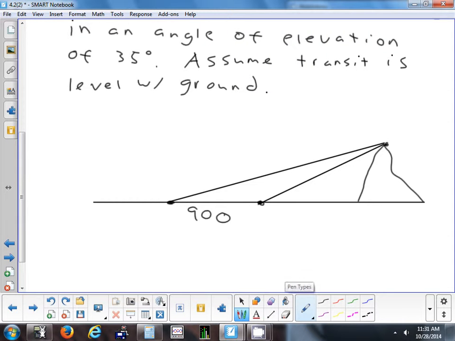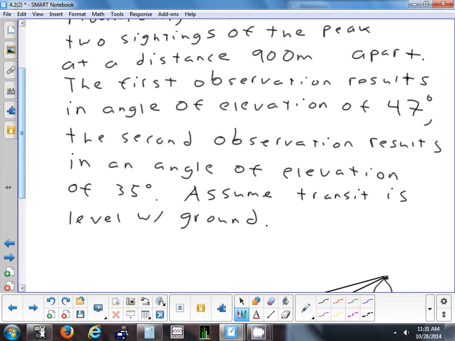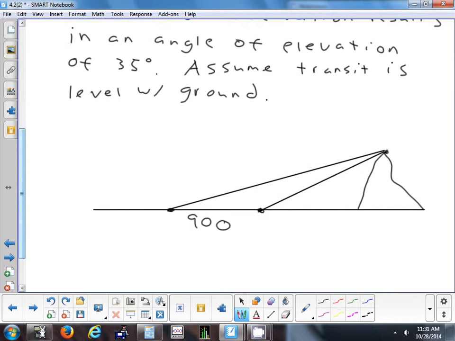From his first sighting, he had an angle of elevation of 47 degrees, so that's right there. That's the angle that he had to look up to see the mountain. How about the second time? What was the angle? 35 degrees. 35. That's my second angle.